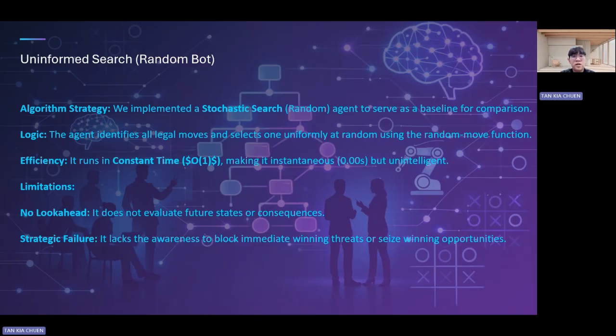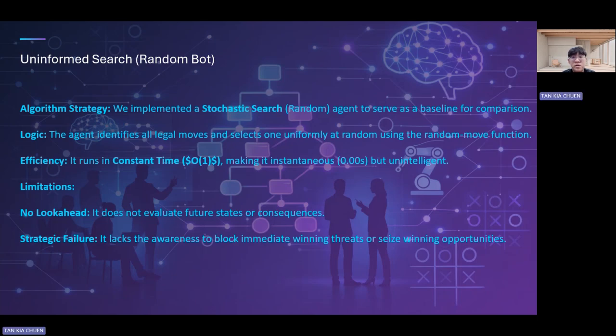In this slide, I will explain our baseline agent, which is the uninformed search, also called the random bot. The main idea here is simple. This agent does not think ahead at all. Instead, it first lists all legal moves available on the board, and then it chooses one move randomly with equal probability. Because of this, the algorithm is extremely efficient. It runs in constant time, meaning it does not depend on the game state complexity. As a result, the execution time is practically instant.